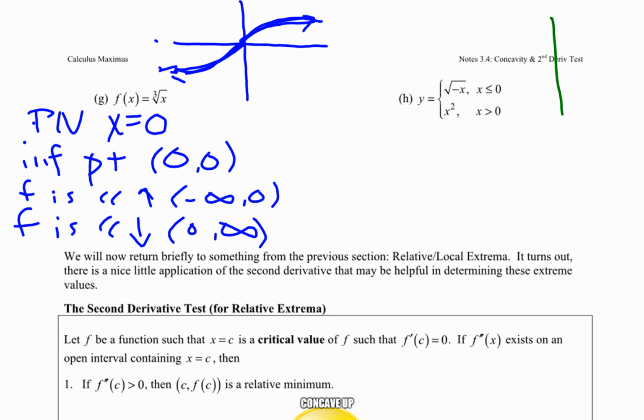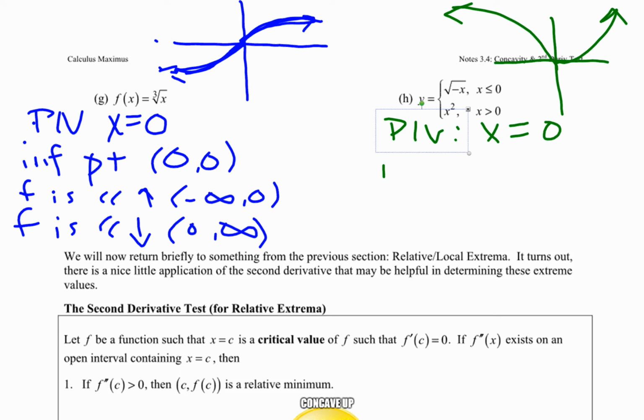This one looks like it could be just as easy. When x is less than or equal to 0, we have negative square root of x, or the square root of negative x. So that would be this way. And then over here, x squared. Well, looks pretty easy. Possible inflection value at x equals 0. Looks like it might change there. We actually do have an inflection point at x equals 0.